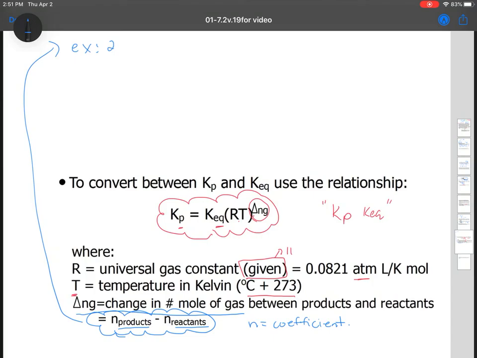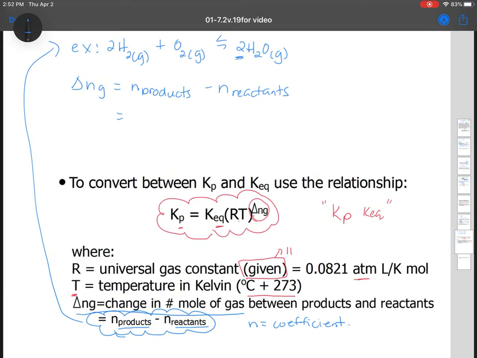Okay, so let's just slide in another example, because this really isn't difficult. You just have to figure it out. Moles of gas of the products minus the reactants, and it has to be based on the coefficients. So if this is our system and we're doing the change in the moles of gas from the products, how many moles are in the products? There are 2. And then in the reactants, there are 2 plus 1.